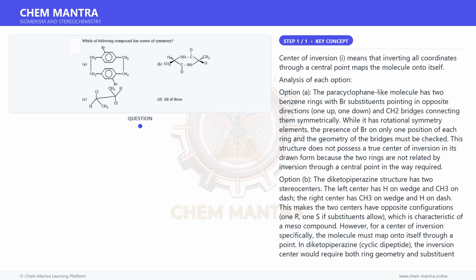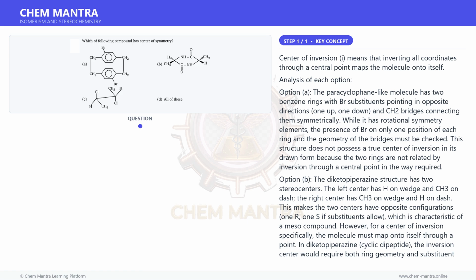However, for a center of inversion specifically, the molecule must map onto itself through a point. In diketopiperazine, a cyclic dipeptide, the inversion center would require both ring geometry and substituent geometry to be consistent. The drawn structure shows opposite wedge-dash arrangements at the two centers, suggesting a meso-like relationship, but the ring amide bonds, C=O and NH, must also be considered. This structure may have a plane of symmetry rather than a strict center of inversion.